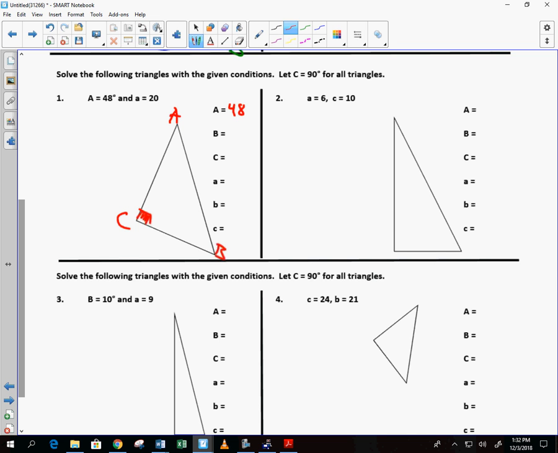Okay, 48 degrees, so 48 degrees. What else can I write down? Side A is 20. Angle C, 90. So if A is 20, which one do I mark as 20 up here? The left, the right, or the bottom? Bottom. So what's the left? B. What's the right? C.